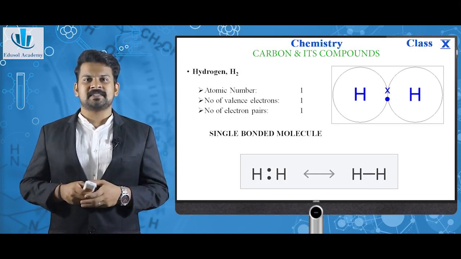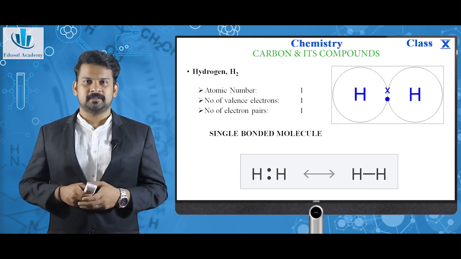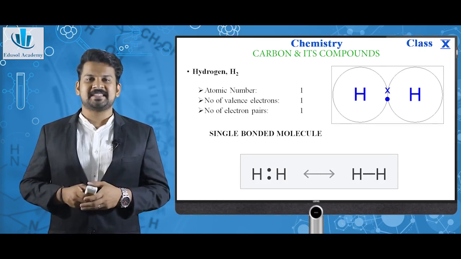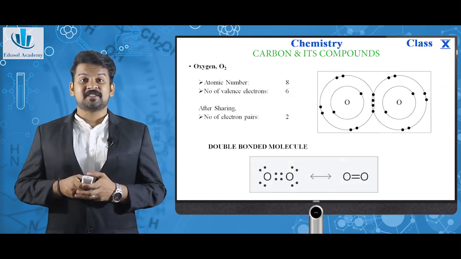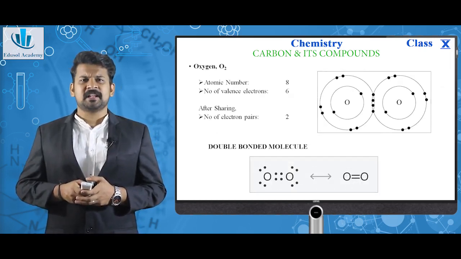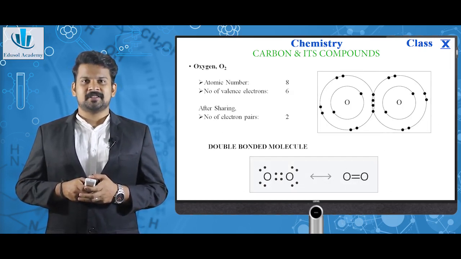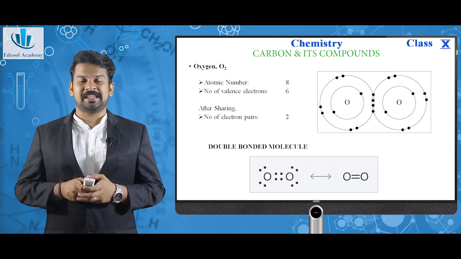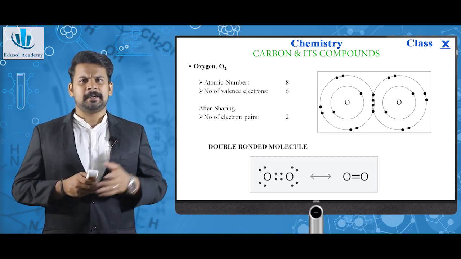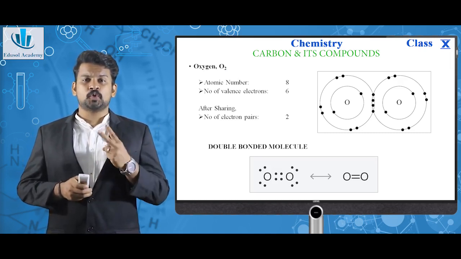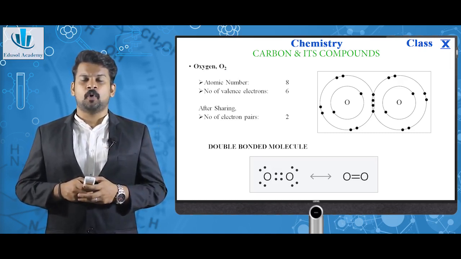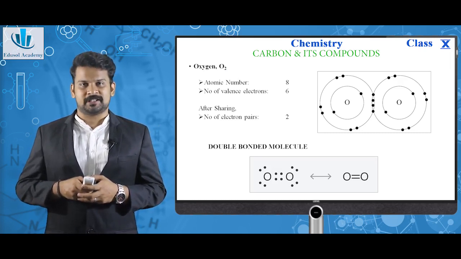Number of electron pairs is directly proportional to the bond. For one pair, it is a single bond. Next, oxygen. Atomic number of oxygen is 8. There are 6 valence electrons in oxygen. As you can see here, oxygen needs 2 more electrons to fulfill its noble gas configuration.